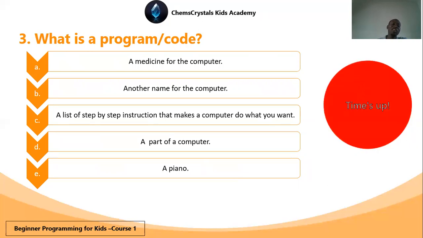Yeah, time up again. What is a program or code? A, a medicine for the computer. B, another name for the computer. C, a list of step-by-step instructions that makes a computer do what you want. D, a part of a computer. And E, a piano. So let's see which is correct. Wow, C is the answer: a list of step-by-step instructions that makes a computer do what you want.